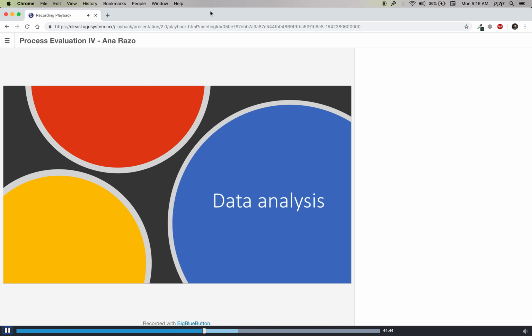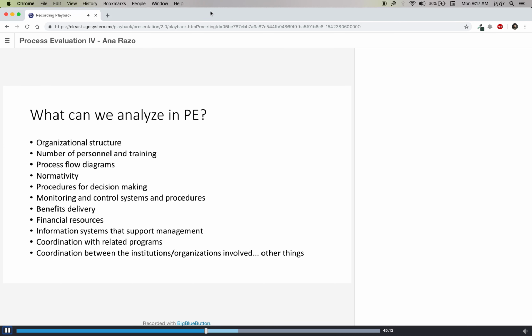We can also analyze monitoring, control, and follow-up, which systems are ready for this. And by systems, I mean information systems, but also the activities to follow up on the processes. We can analyze benefits delivery, financial resources that back up the information or that are delivered, information systems that support management from planning up to follow-up.